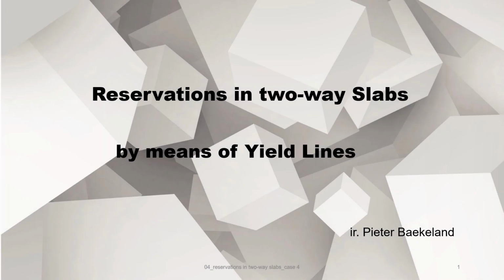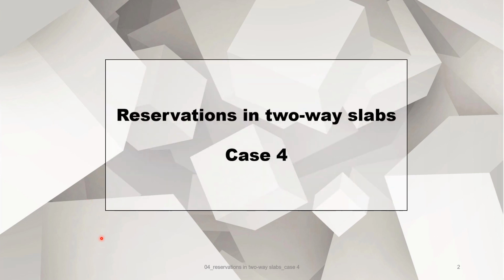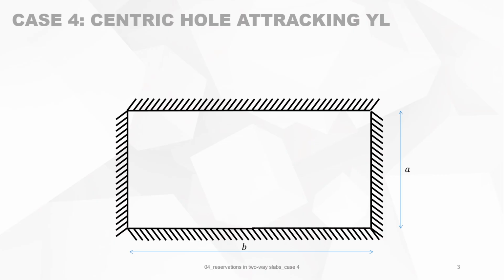Opening holes in two-way slabs by means of yield lines, we will deal with case 4, and this will be as follows. You have a rectangular slab with sides A and B, simply supported on all sides. It's a two-way slab, which means that this dimension is between A and 2A.